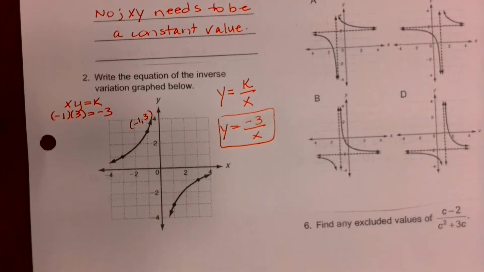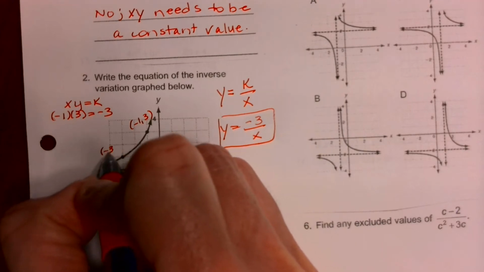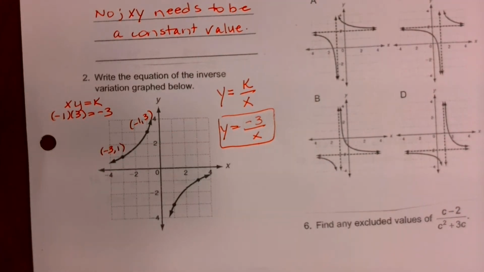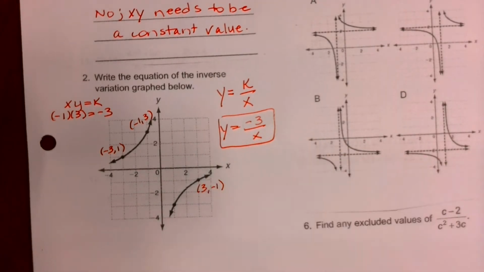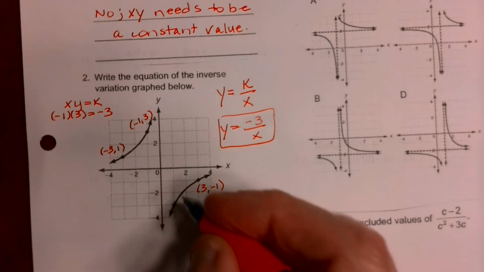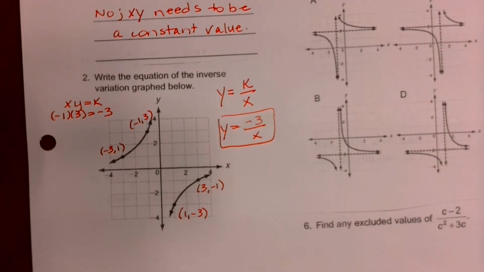And you might say, well, what if I picked a different number? Sure, go ahead. This is negative 3, 1. You still get negative 3 when you multiply them. This is 3, negative 1. You still get negative 3 when you multiply them. This is 1, negative 3. You still get negative 3 when you multiply them. So it doesn't matter what point you pick, because it's an inverse variation. So it will always equal the same constant.